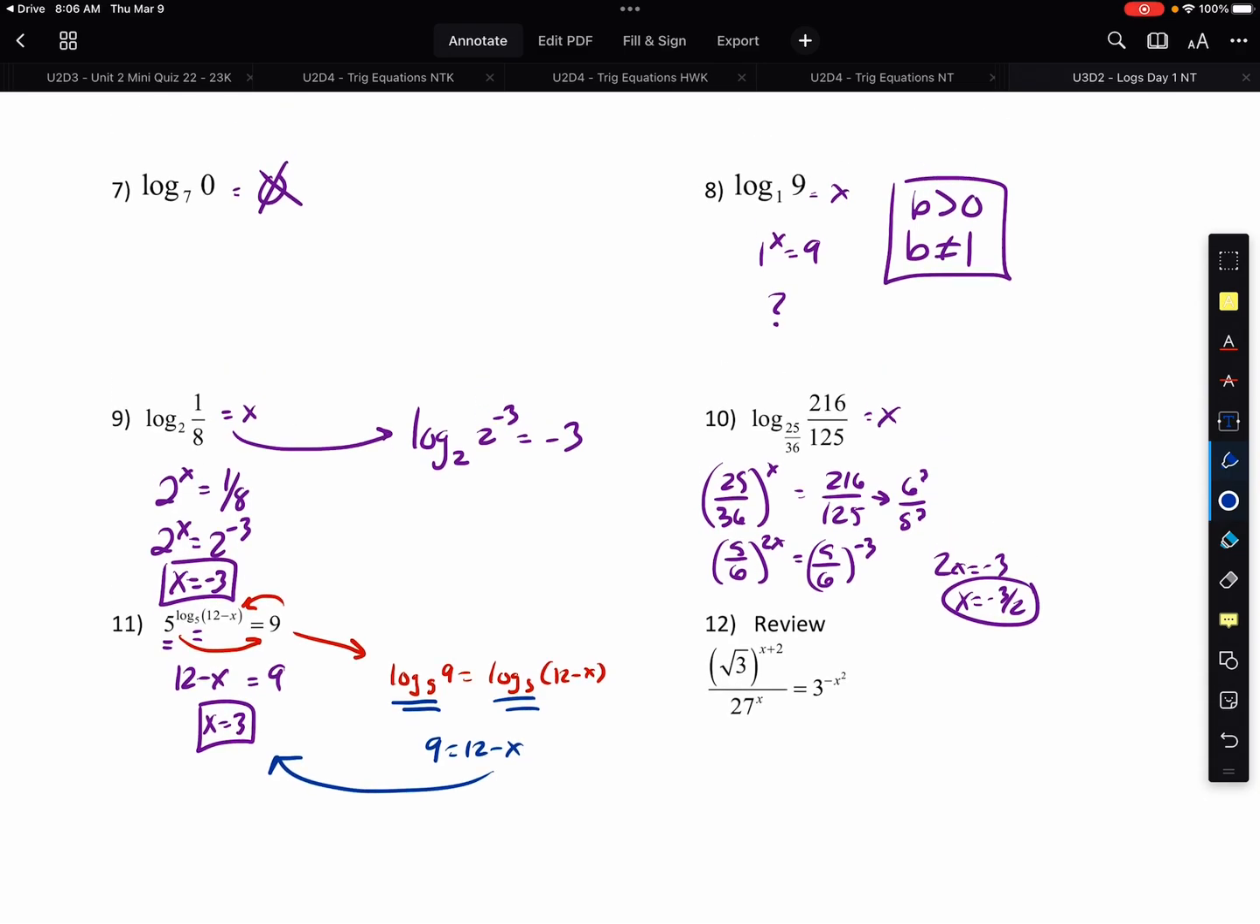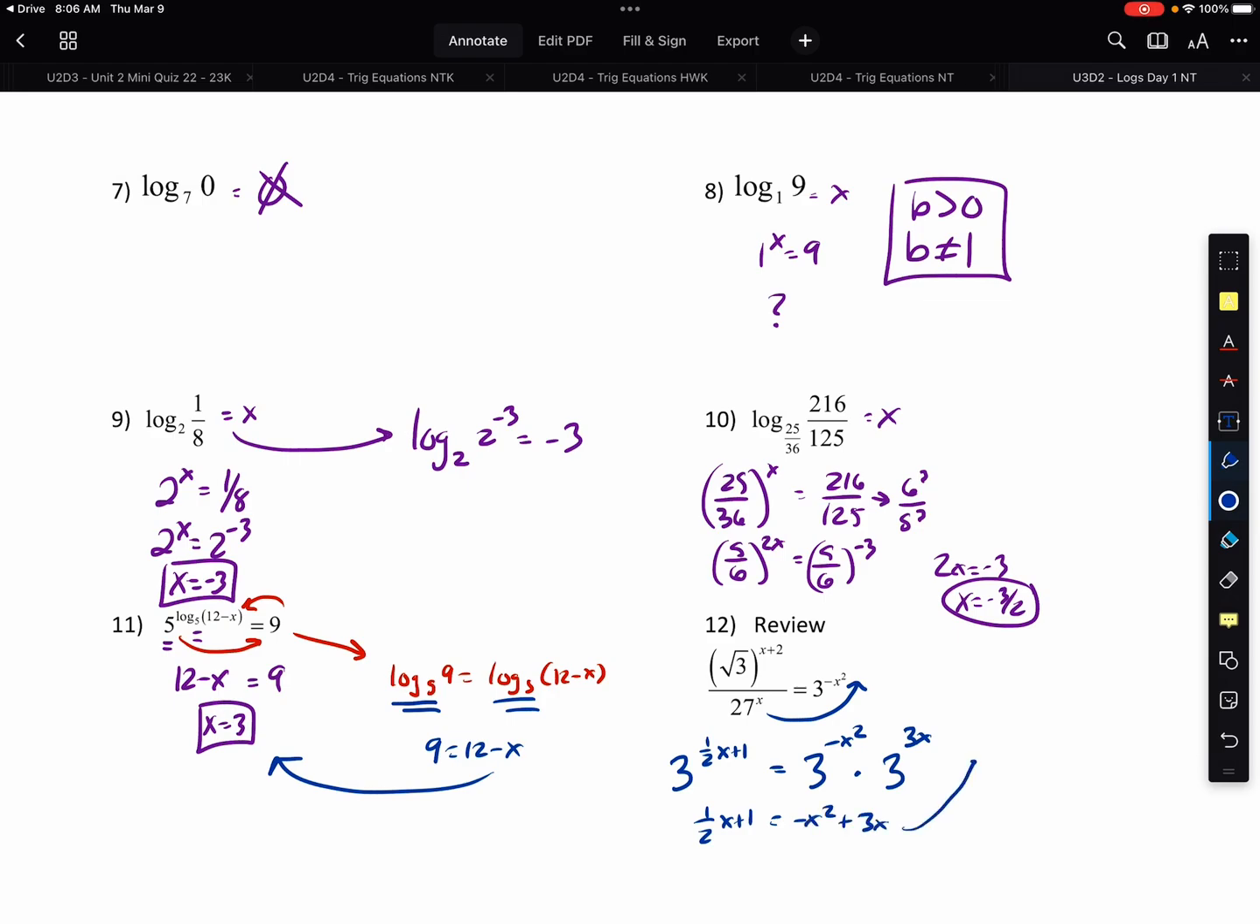Last one, review problem. So I can multiply this over. I don't have to deal with that there. So I got 3 to the half x plus 1 equals 3 to the negative x squared times 3 to the 3x. Half x plus 1 equals negative x squared plus 3x. So I multiply everything by 2 to clear out the fraction. I would have x plus 2 equals negative 2x squared plus 6x.